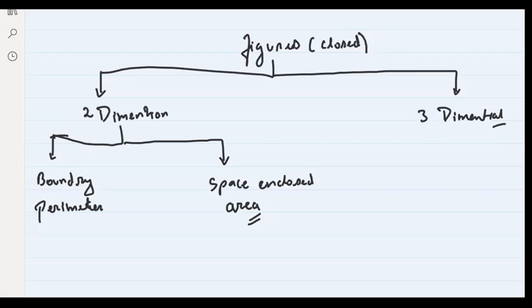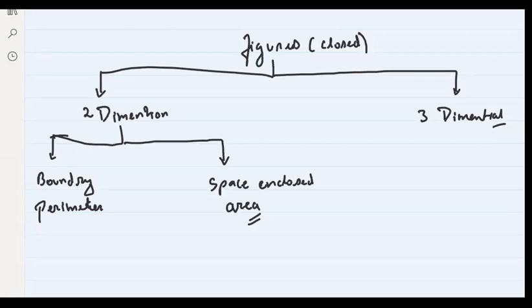What is perimeter? Perimeter is the boundary. For example, just check your room. If you see your floor, the length of the corners, is that the perimeter or area? Is it boundary or area? Yes, very good. Perimeter. It's the boundary.